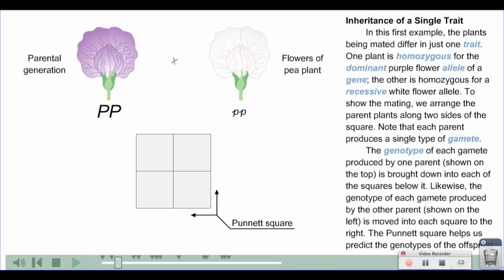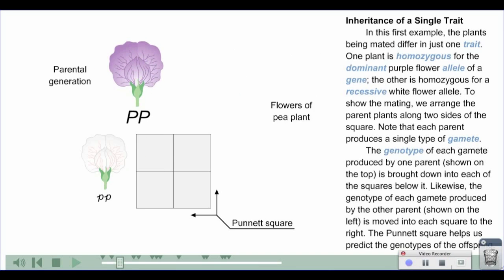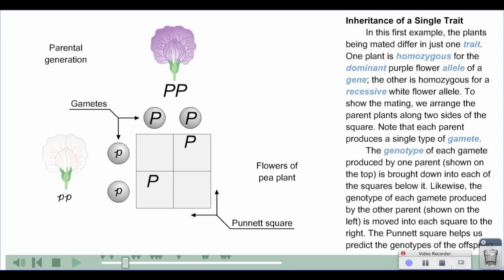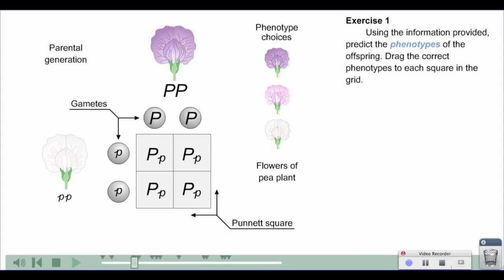To show the mating, we arrange the parent plants along two sides of the square. Note that each parent produces a single type of gamete. The genotype of each gamete produced by one parent, shown on the top, is brought down into each of the squares below it. Likewise, the genotype of each gamete produced by the other parent, shown on the left, is moved into each square to the right. The Punnett square helps us predict the genotypes of the offspring. Using the information provided, predict the phenotypes of the offspring. Drag the correct phenotypes to each square in the grid.